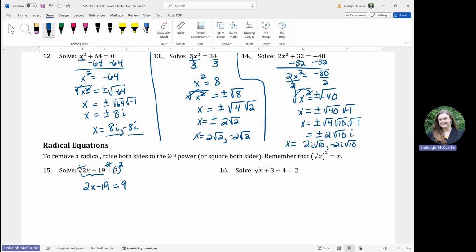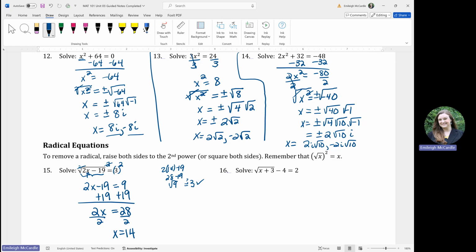Now you're left with the linear equation, so we just get one answer out of this. We're going to add 19 to both sides. That's going to give us 2x equals 28, divide by 2, and x equals 14. Also, these are pretty easy to just check. If you put in 14 here, I would get 2 times 14 minus 19, which is 28 minus 19, which is 9, and then I have the square root there. Does that equal 3? Yes. I'm not saying you have to check it, but it might be good because this is an easy problem to check.